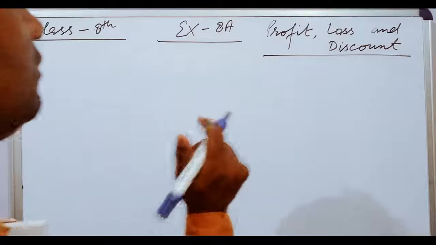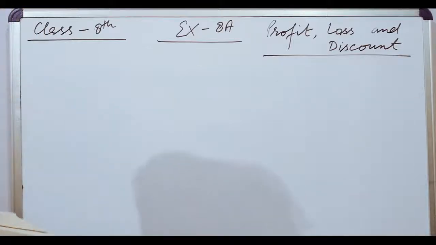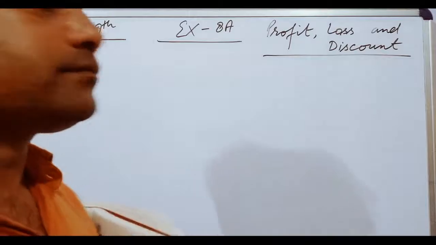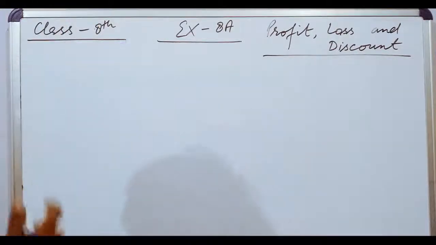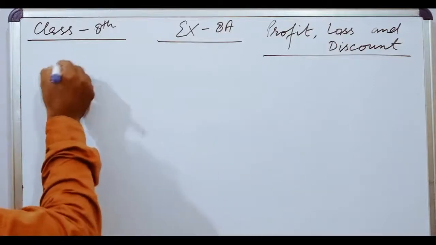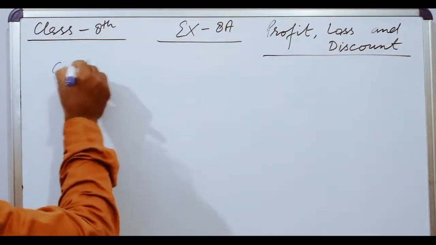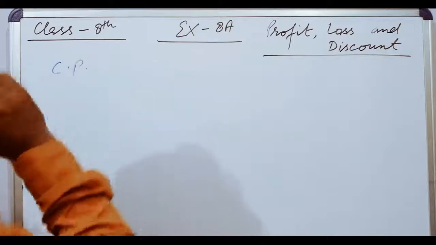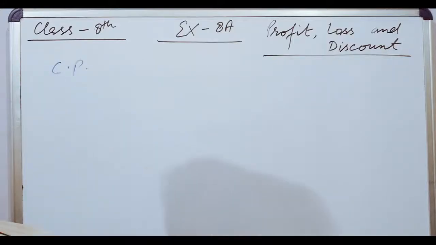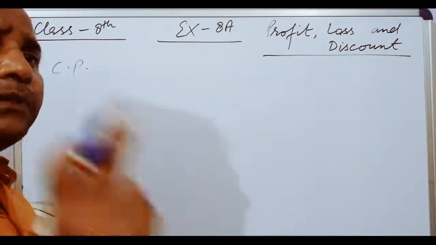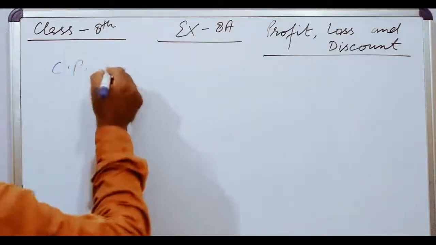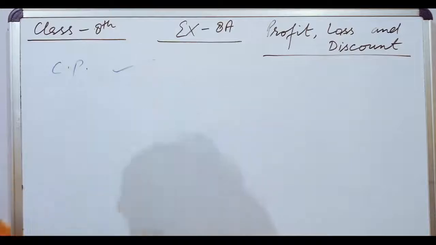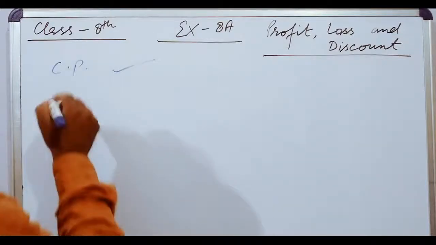Loss and discount, exercise 8A. First of all, we should know the formulas and the important points about this chapter. So, what is the CP? CP is the price at which an article is purchased.